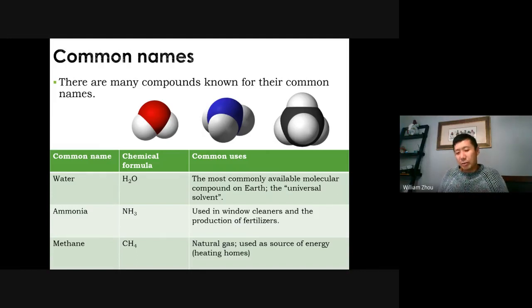Okay, but we all know ammonia. You probably have that at home. And methane is natural gas. Again, we call it either methane or natural gas, CH4. We don't ever call it by the actual IUPAC name.